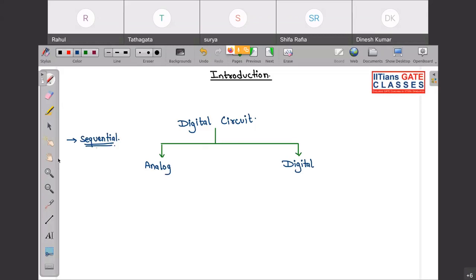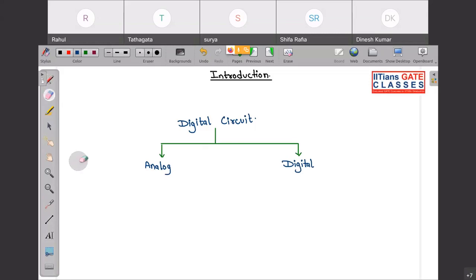And trust me, this year all my students were able to solve questions of sequential circuits. I was very happy. Even the questions that were not very difficult but very conceptual, all the students were able to solve the questions of sequential. Okay, so sequential is the most difficult topic in digital electronics.